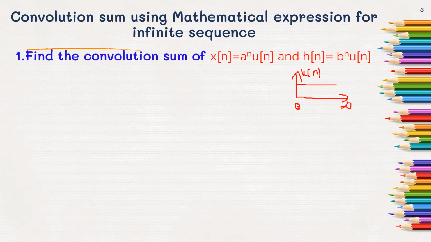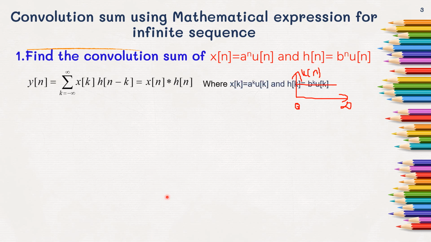Now how will we proceed with finding the convolution sum of such sequences? This is the formula for finding the convolution sum, where x of k and h of k are written. Now I'm going to replace x of k by a power k into u of k, and you have h of n minus k, which means that h of n is b power n into u of n. So what I do is b power n minus k into u of n minus k. You apply the same delay here for the input h of n.